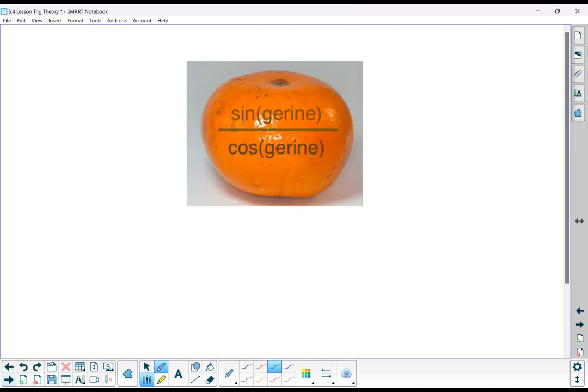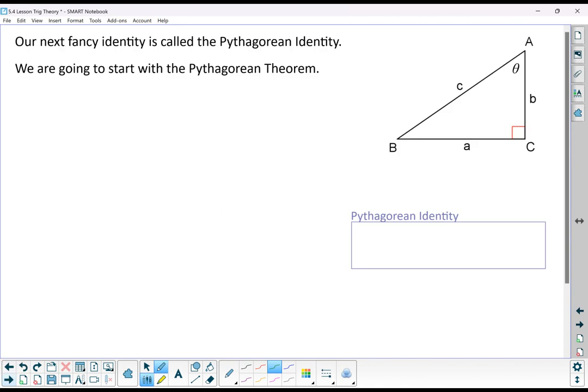Okay, and there's my meme version. The tangerine divided by the cotangerine is the tangerine.